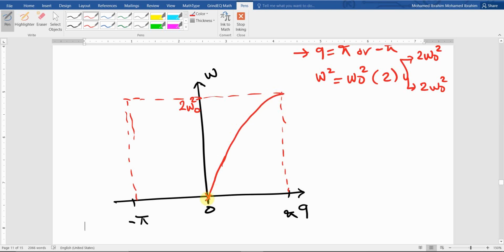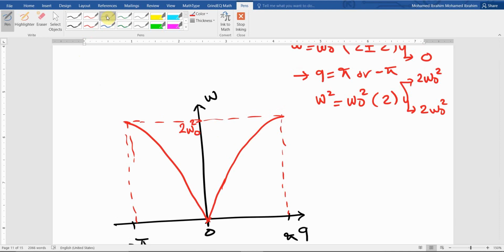It's a curve very similar, not exactly identical, but very similar to the curve that we obtained for the dispersion relation for the monoatomic lattice. This is the first mode vibration of this diatomic lattice. How about the second mode?